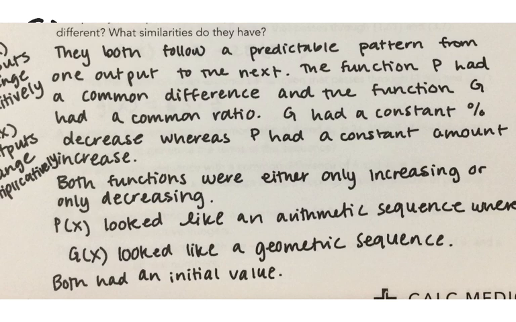I read that as they're functions. A function means every input has exactly one output. We can predict the next one because that's just a fancy way to say they're functions. Function P has a common difference, and function G has a common ratio. G has a constant percentage decrease, where P had a constant amount increase. Both were either only increasing or only decreasing. P of x is an arithmetic sequence, where g of x is a geometric sequence. Here's another similarity: they both had an initial value. They both started somewhere. It's not much.